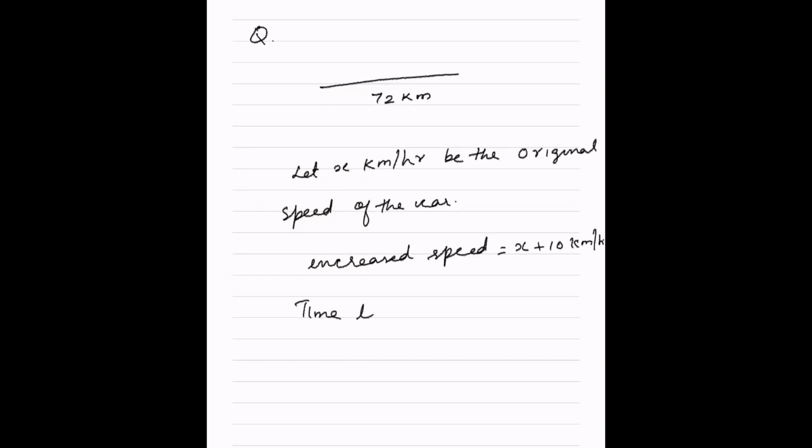Time taken to travel with x kilometer per hour. Speed is distance by time, that's the formula. So distance we know is 72 km, time we don't know. Here you are going to calculate the time: distance by speed. So you should write 72 divided by speed. Speed is x, so this is your original time taken.